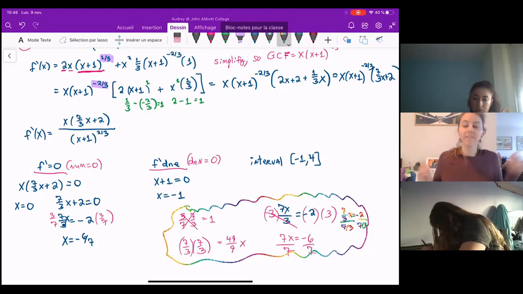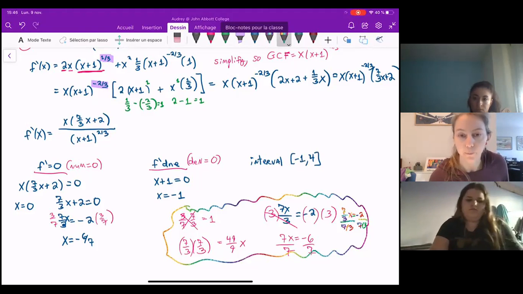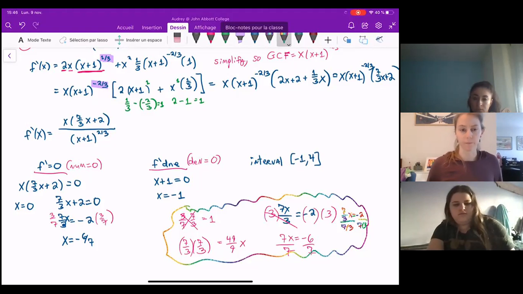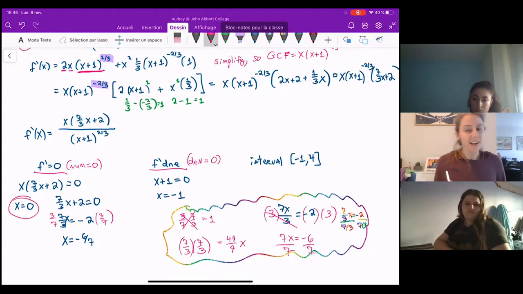Okay, are any of these not on my interval? I'm sorry, I don't want to keep you guys too late, so let's try to finish this question. Any of these not on the interval? Zero is between negative 1 and 4. Is negative 6 over 7 between negative 1 and 4?